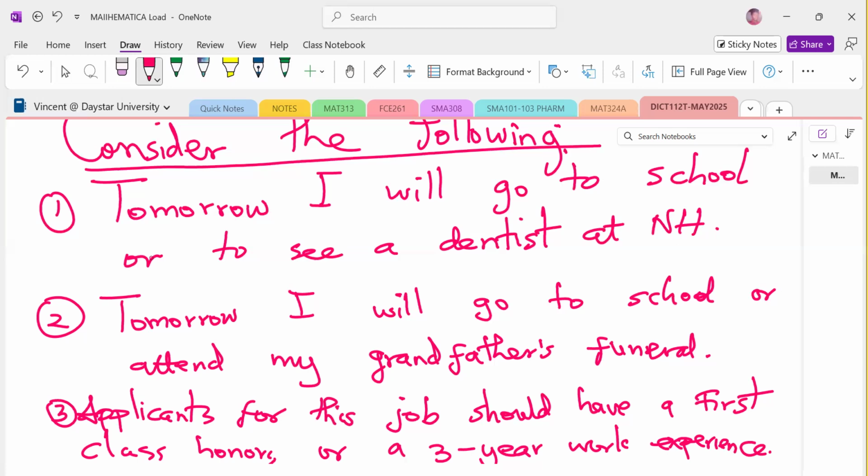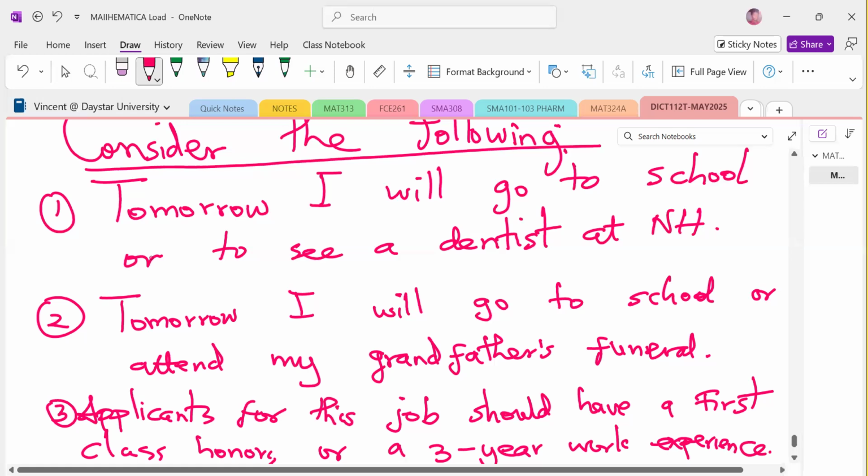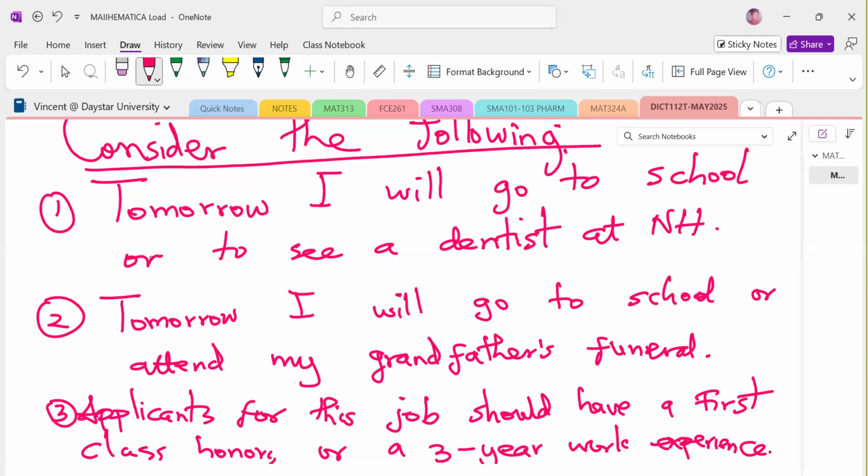Good. Now for number 3, a person who has a first class honors and doesn't have a 3-year experience, do they qualify for the job? They qualify. And if the person fails to have a first class honors but has a 3-year experience, do they qualify? Then if the person has a first class honors and at the same time has a 3-year experience, do they qualify? They still qualify. So you see the way the word or is used in 3 is different from the way it is used in 1 and 2.